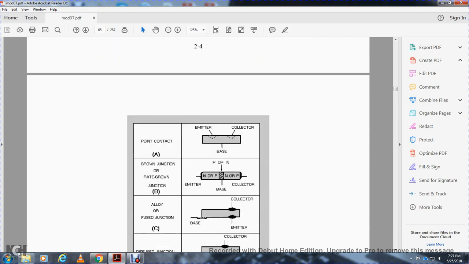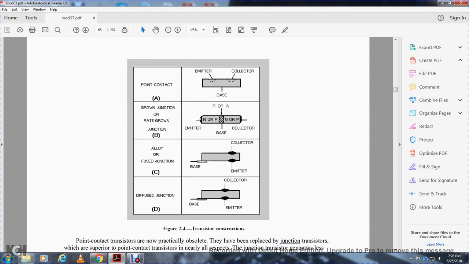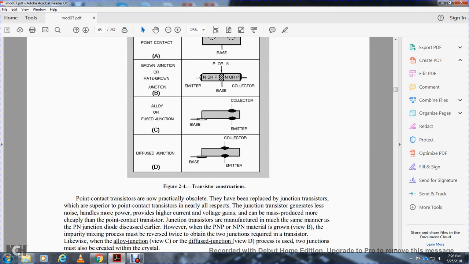Point contact: emitter, base, collector, groove, connection. Junction or rate grown, ground connection, P and N on the side of the base, N or P on the emitter or collector. Alloy junction, fused junction: collector, emitter, base. Diffused junction: collector, emitter, base.